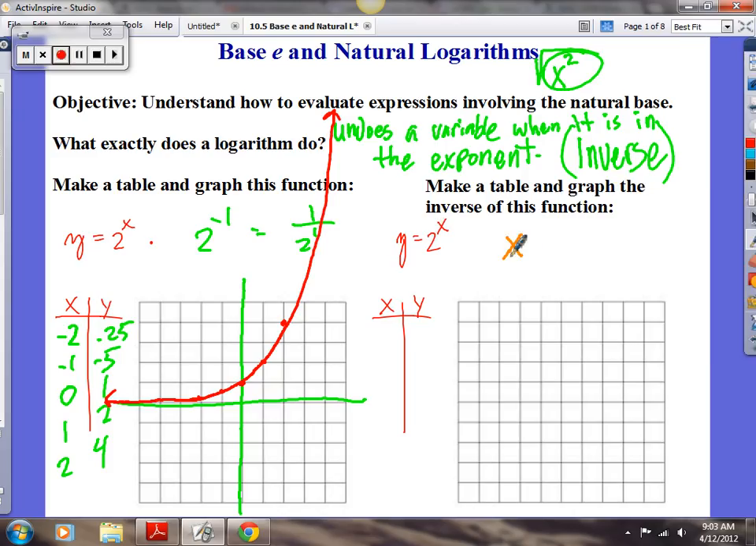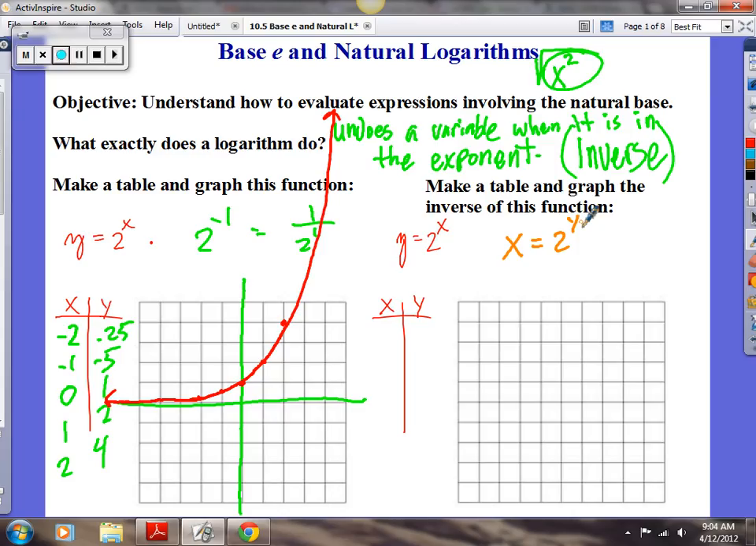So you go x equals 2 to the y. Do you remember that? Ty? Does that ring a bell? To find the inverse, all you do is switch your x's and y's. Now what's step number 2? You got to solve for y.